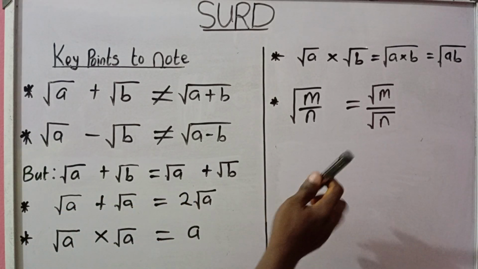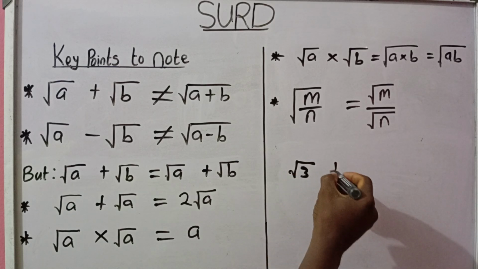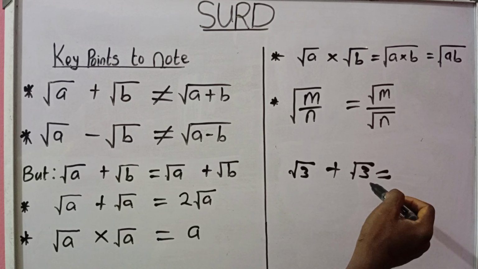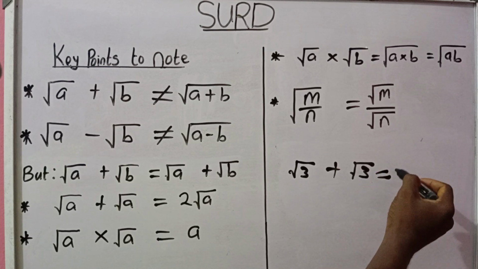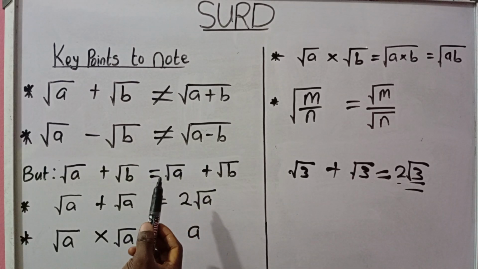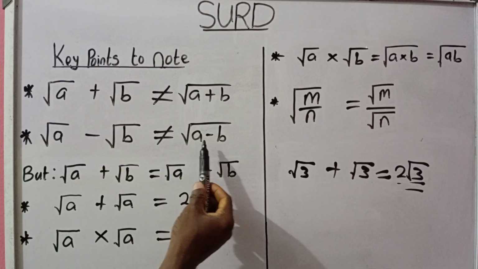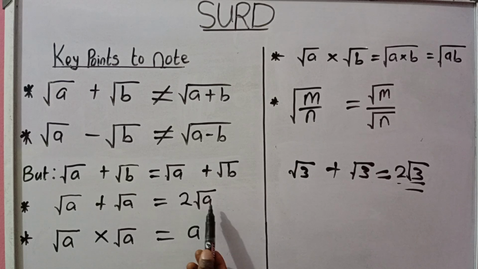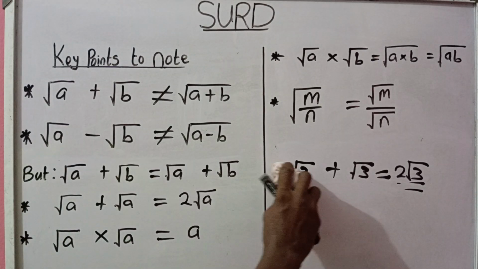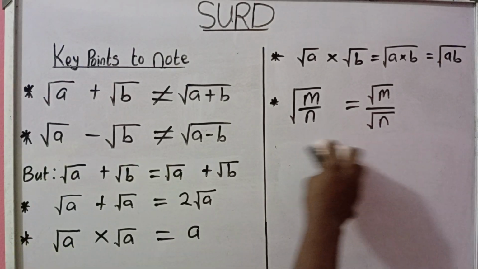If I have root 3 plus root 3, what do you think is going to be our solution here? Root 3 plus root 3 will give us 2 root 3. So we are not going to write it in terms of bringing them inside the root, but we'll write it in this form. It has to look like this. I hope this is getting very interesting. By the time we're done explaining these key points, you will find the simplification of surds quite easy. All right, so let's go further.